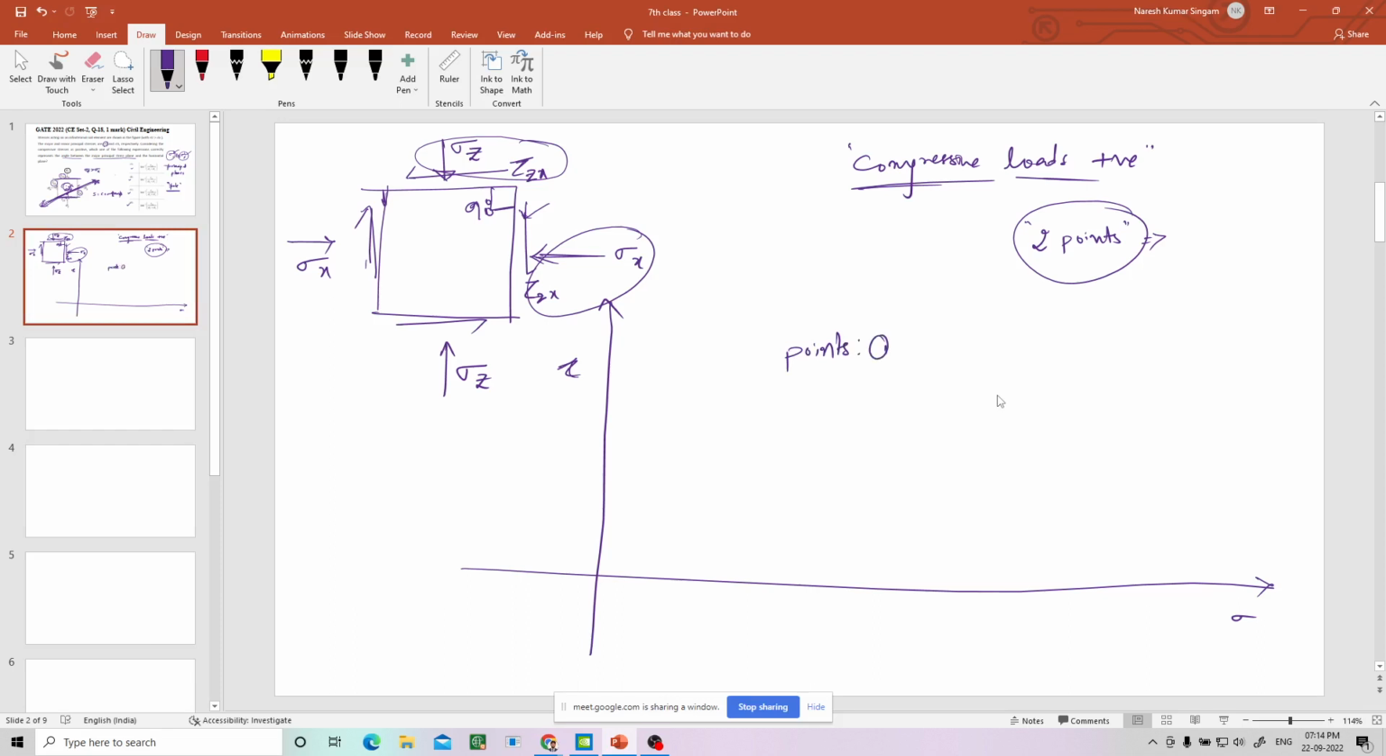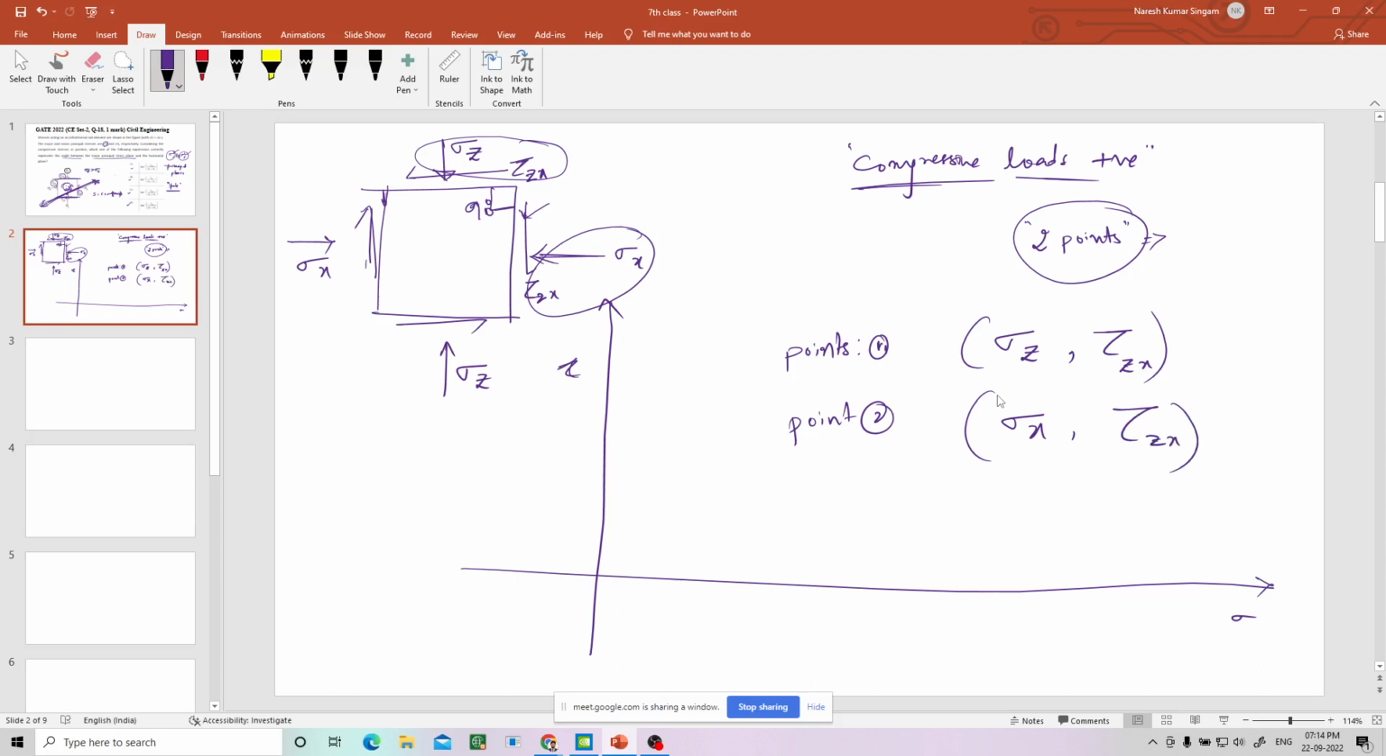Point 1, sigma z comma tau zx, sigma z comma tau zx, right. And another point 2 is sigma x comma again tau zx.